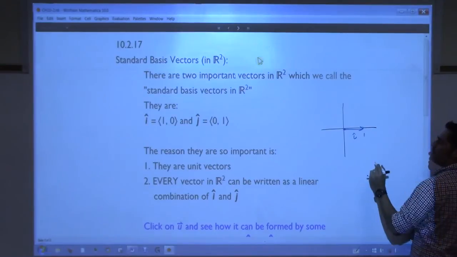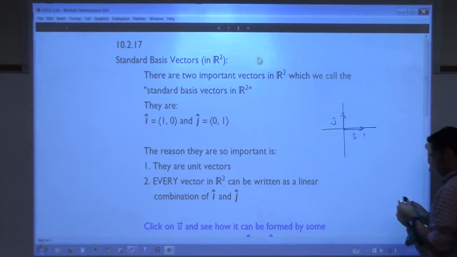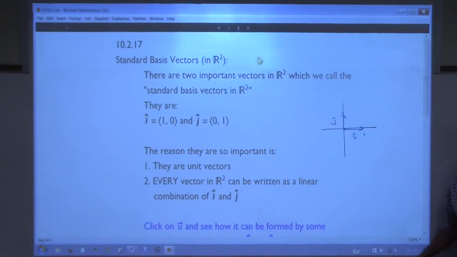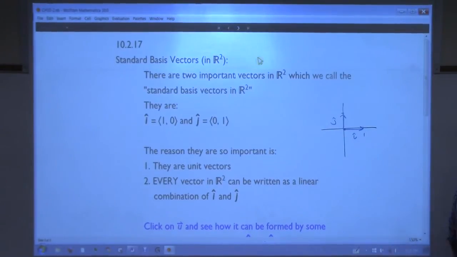Now that's 1 right there. And then j hat, that one. How many of you have seen or heard of i hat, j hat? Yeah, physics, right? They're all vectors, okay? They're just important. They're very special. Now let me show you why they're special with an animation.